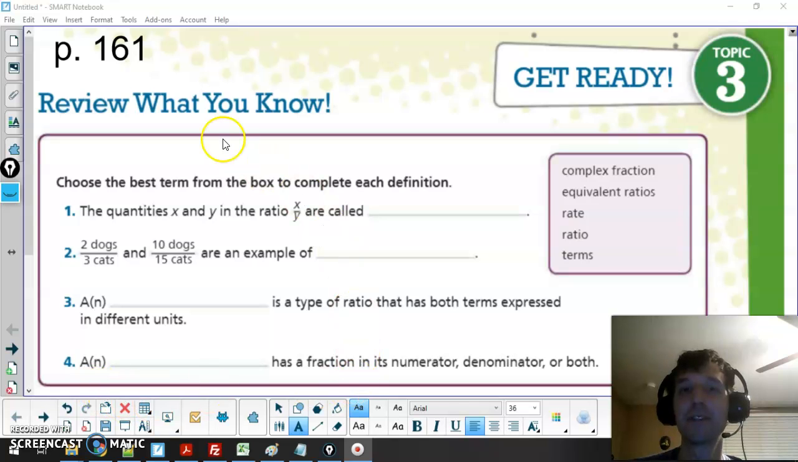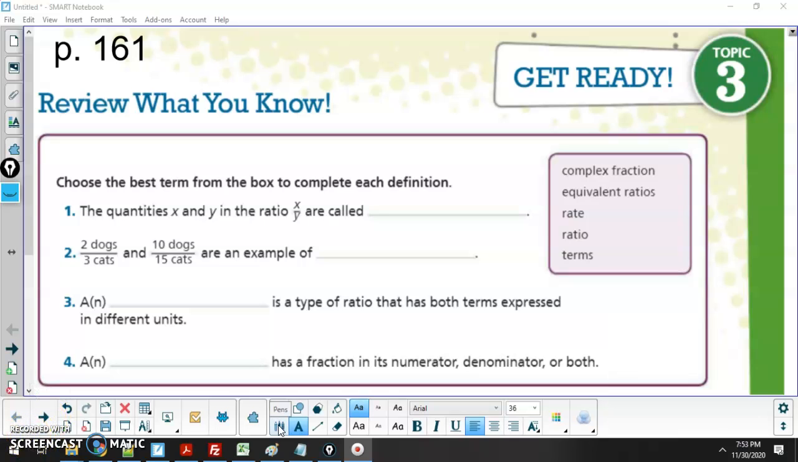All right, so we're going to start a new chapter here, chapter 3, topic 3. Look at page 161. If you don't have your book, go get it. And here we go. Hope you enjoy. So this section is on something called rates and ratios.